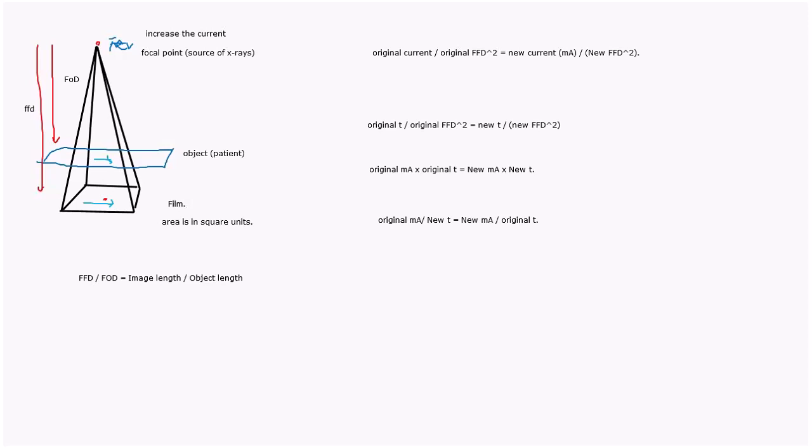So if you need a memory aid, I would be inclined to draw this little picture out, right? Draw in where the object goes, draw in where the film goes, and then you can write film to object distance is your FOD. Focus to object distance is your FOD. Focus to film distance is your FFD.